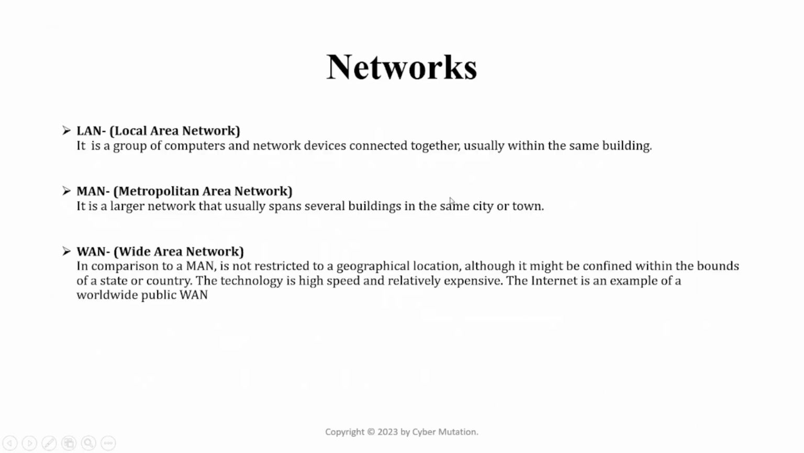Moving on to networks. As we discussed, what we know as Wi-Fi or our own network is a LAN network, where a small network is created. If you look at MAN, multiple LAN networks make a MAN network, and with multiple MAN networks we can make a WAN, which covers states, while MAN covers cities and LAN covers small societies and houses.